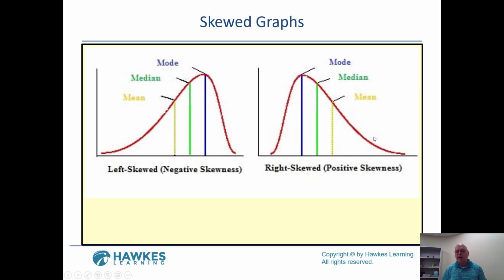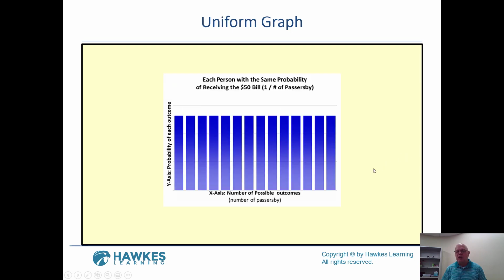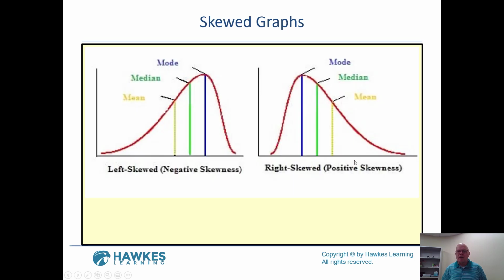And over here, the tail is on the right, so it's right skewed, or if you think of it in terms of the number line, the skewness is toward the positive end, and the most values are on the opposite side.